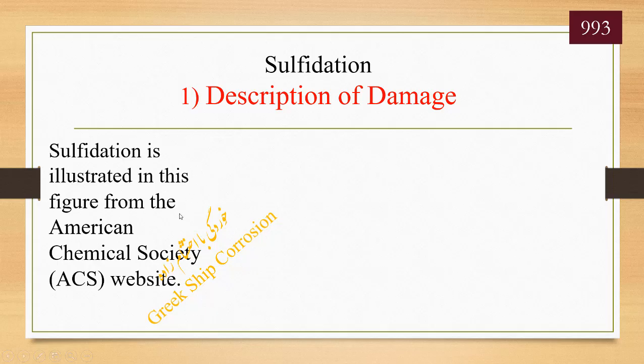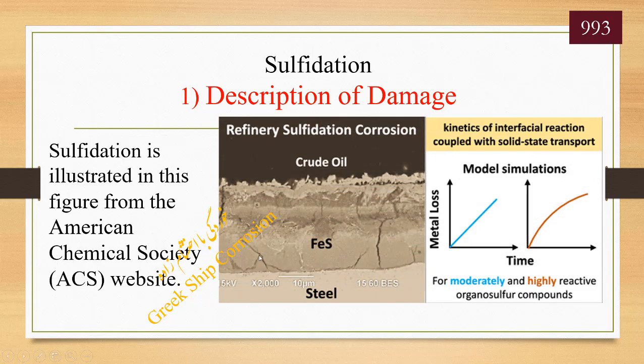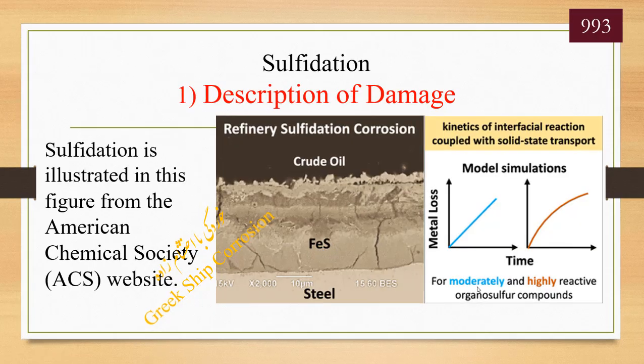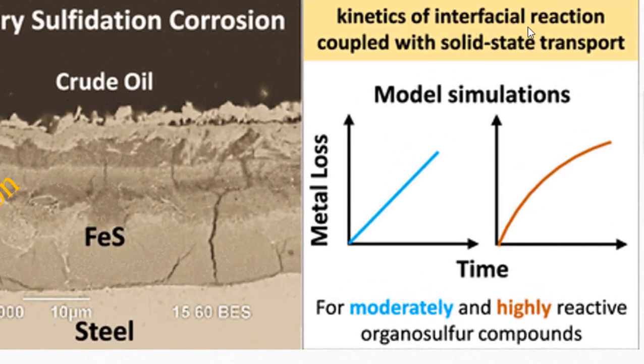Sulfidation is illustrated in this figure from the American Chemical Society website. Refinery sulfidation corrosion, crude oil, iron sulfide, steel. Kinetics of interfacial reaction coupled with solid-state transport for moderately and highly reactive organosulfur compounds. Metal loss is the vertical axis and time is the horizontal axis. Linear function, logarithmic or parabolic function.